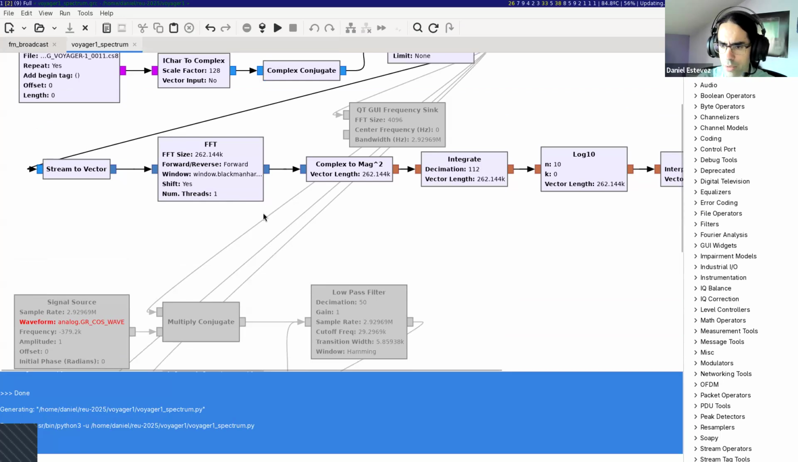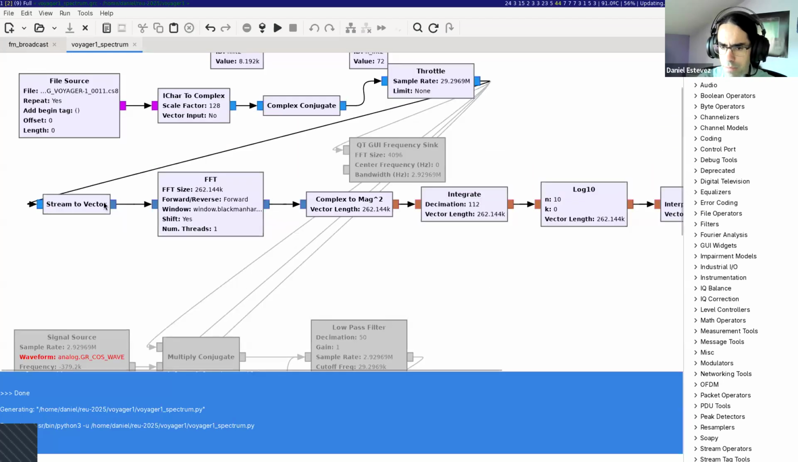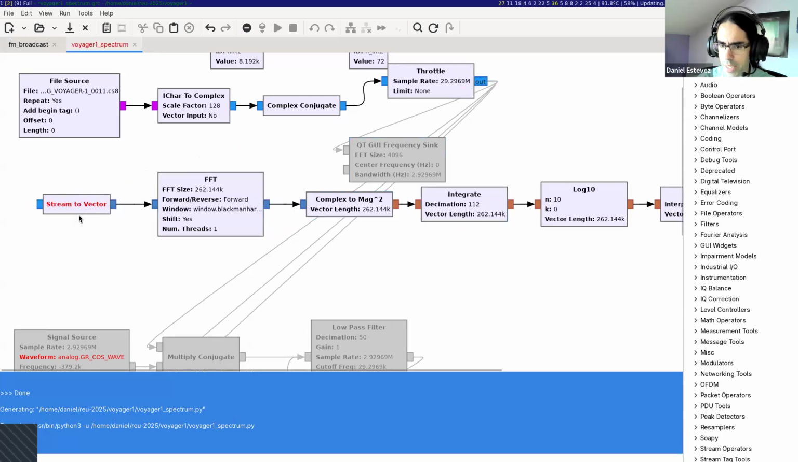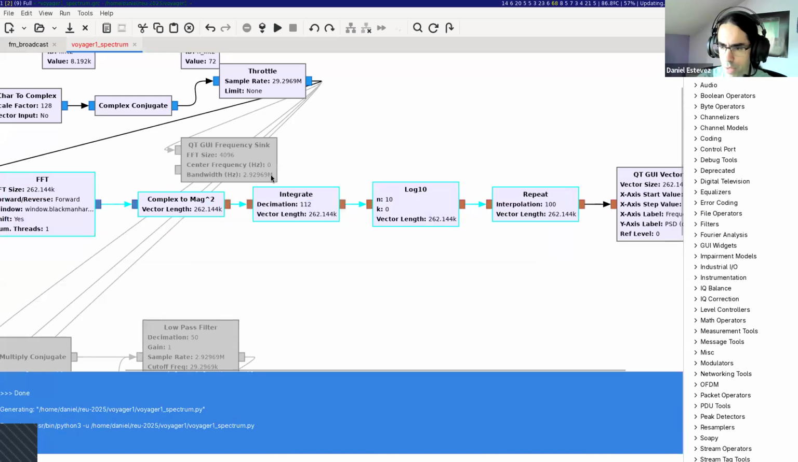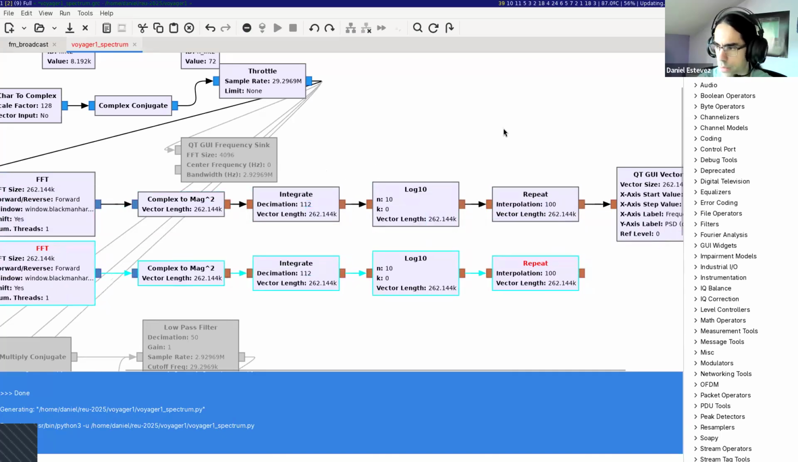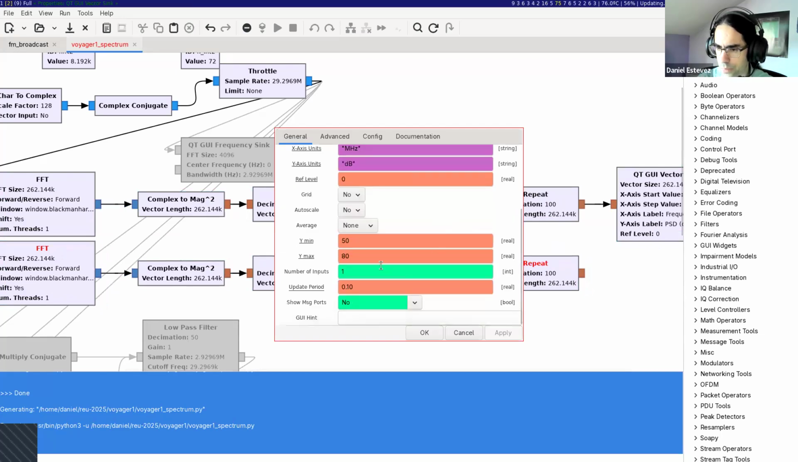And I'm going to try to do this in steps, so I'm going to copy and paste this one again. I actually want to do the same thing for comparison.